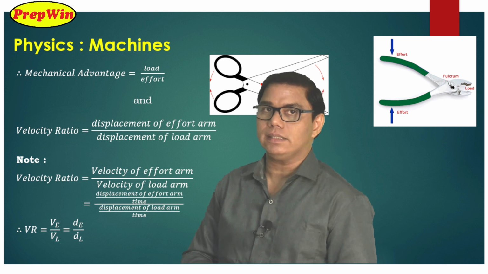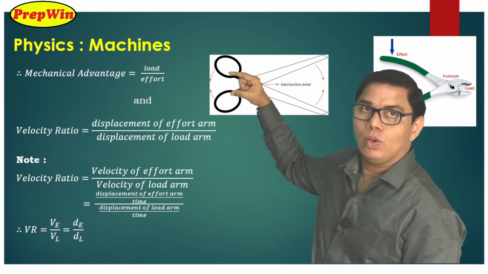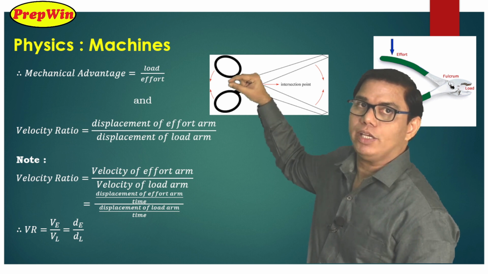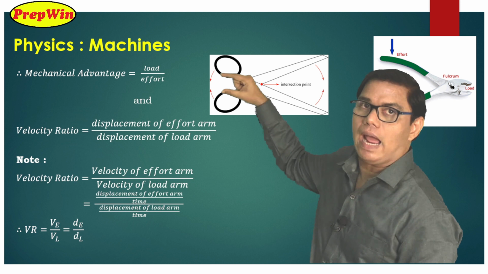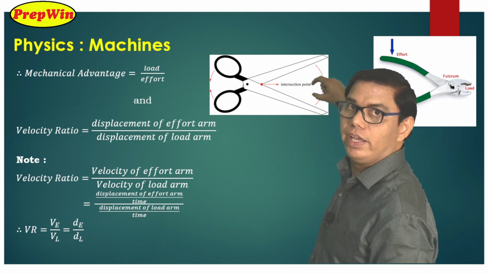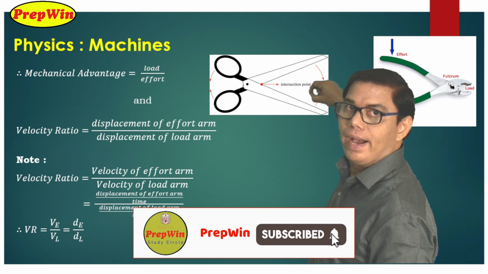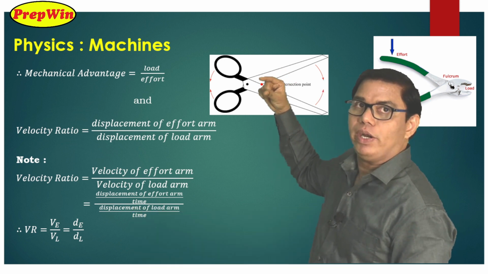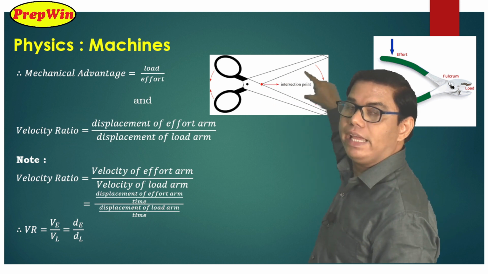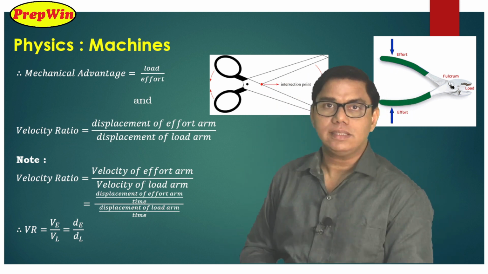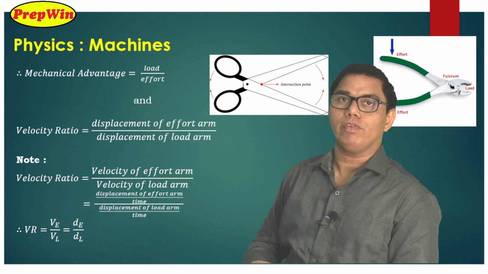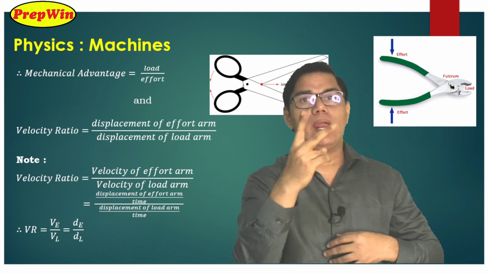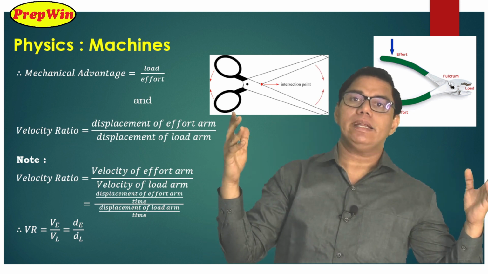Now look at this example. If you see this pair of scissors, when you move by this distance, the distance moved by the load arm is only this much, such a less distance, but at the same time, so much distance is moved by the effort arm. But you have to notice that the time taken for this movement of the load arm as well as the movement of the effort arm is the same. In the same time, different distances are moved by the load arm and the effort arm. If you don't believe me, you can take a pair of scissors and find it out for yourself.